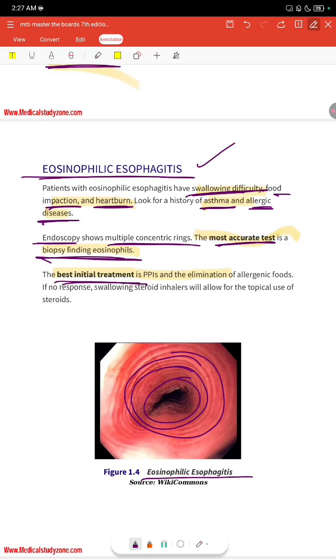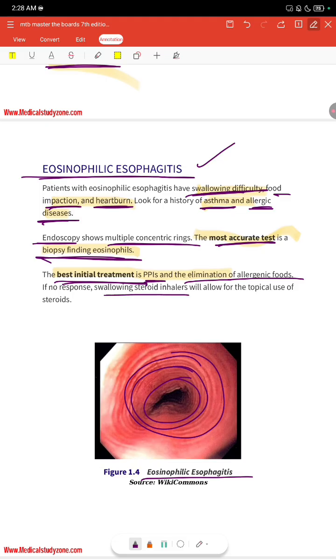The best treatment is PPIs and the elimination of allergenic foods that are causing the production and increase of eosinophils in the esophagus. So try to avoid those foods that you are allergic to that are causing this problem, and also use PPIs. If no response, then you can go for steroid inhalers.